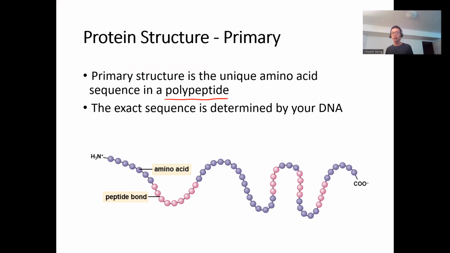Okay? What determines the order, what determines the sequence, the primary structure of your protein, is your DNA. We will learn more about this relationship later on in the course, but that's what your DNA does. It tells you how to build protein. You look at the DNA and then you have the instruction to make the protein. So that's the primary sequence.